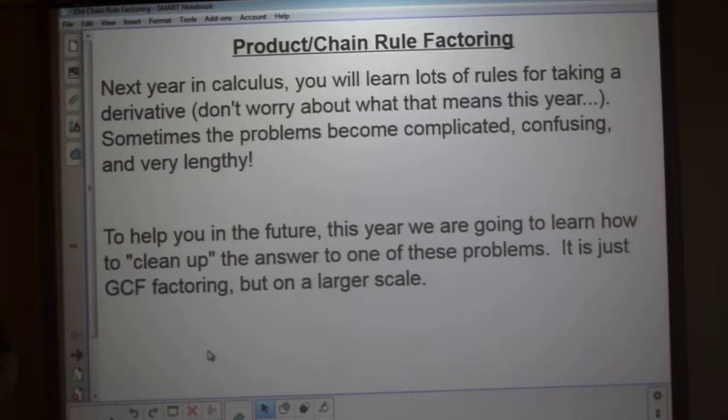But it's good for you to learn the procedure this year. It goes along with factoring, so I'm going to put it in here. This process that I'm about to teach you helps you clean up the answer to a difficult problem. It's just GCF factoring, greatest common factor, but it's on a much larger scale.